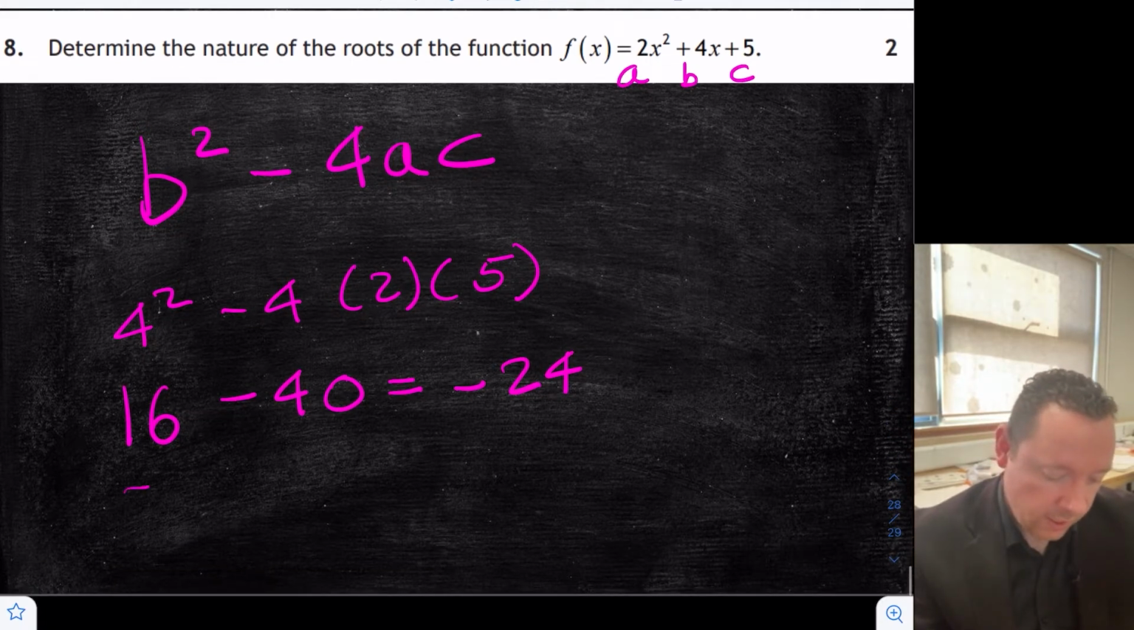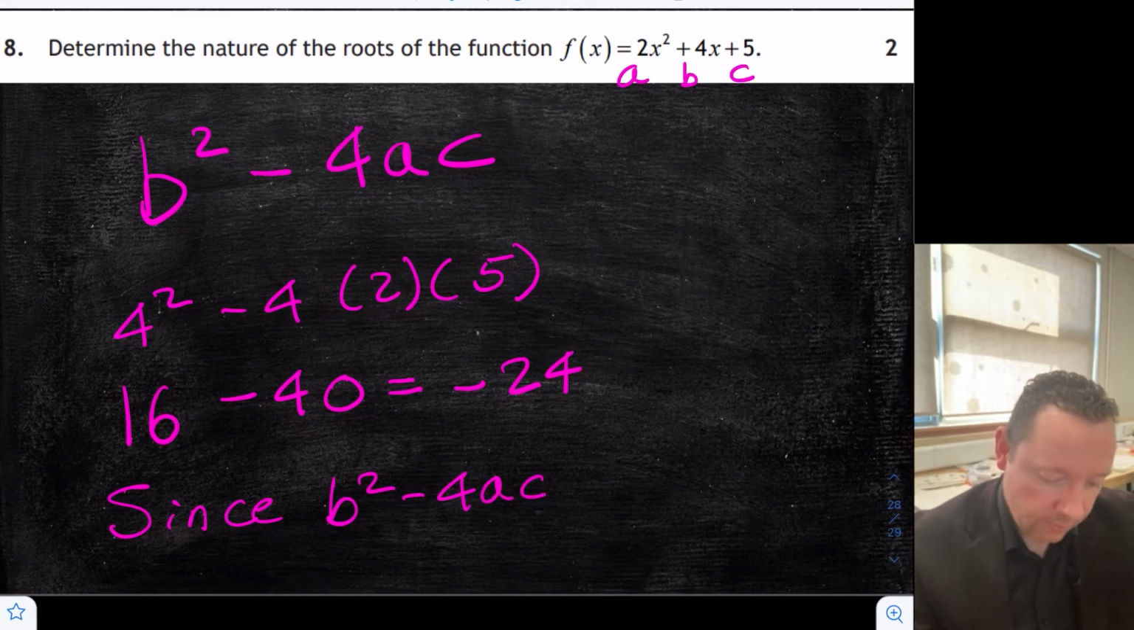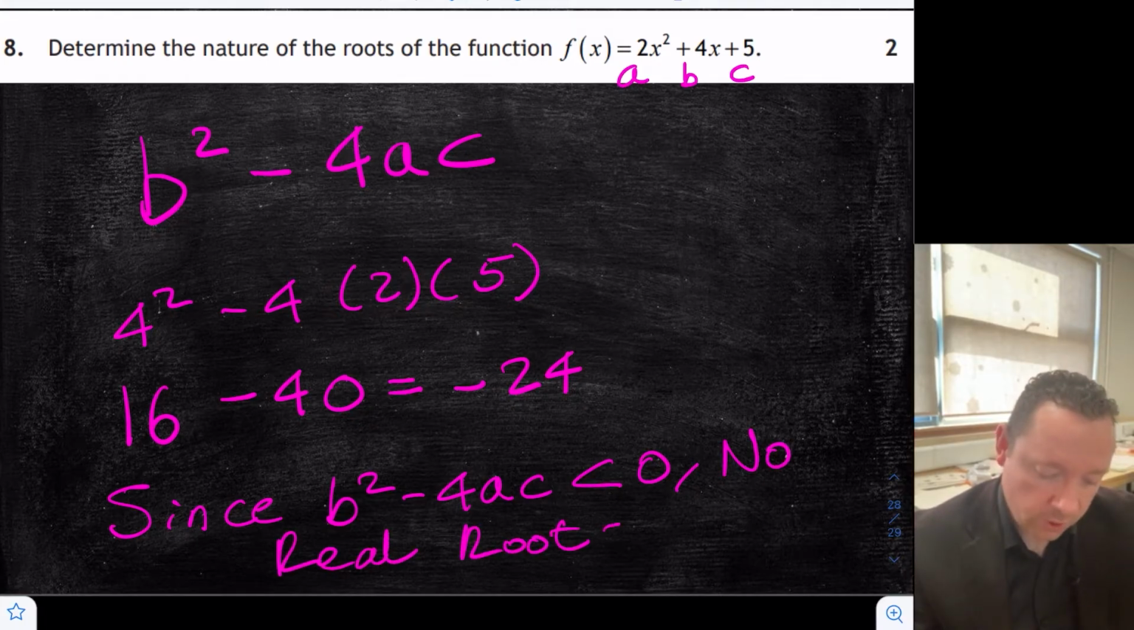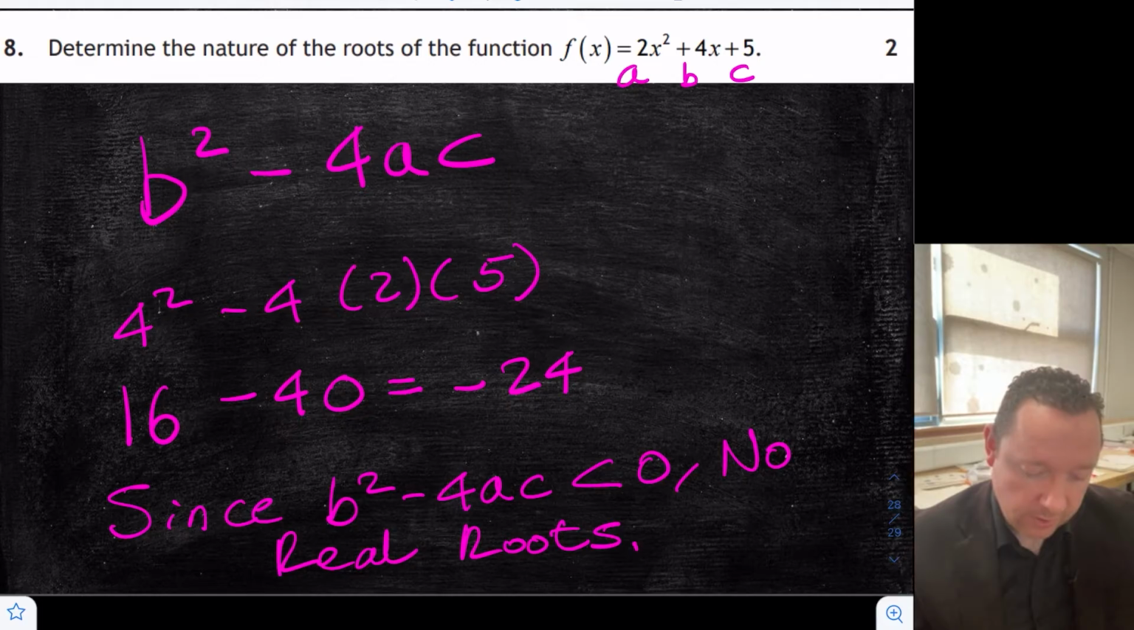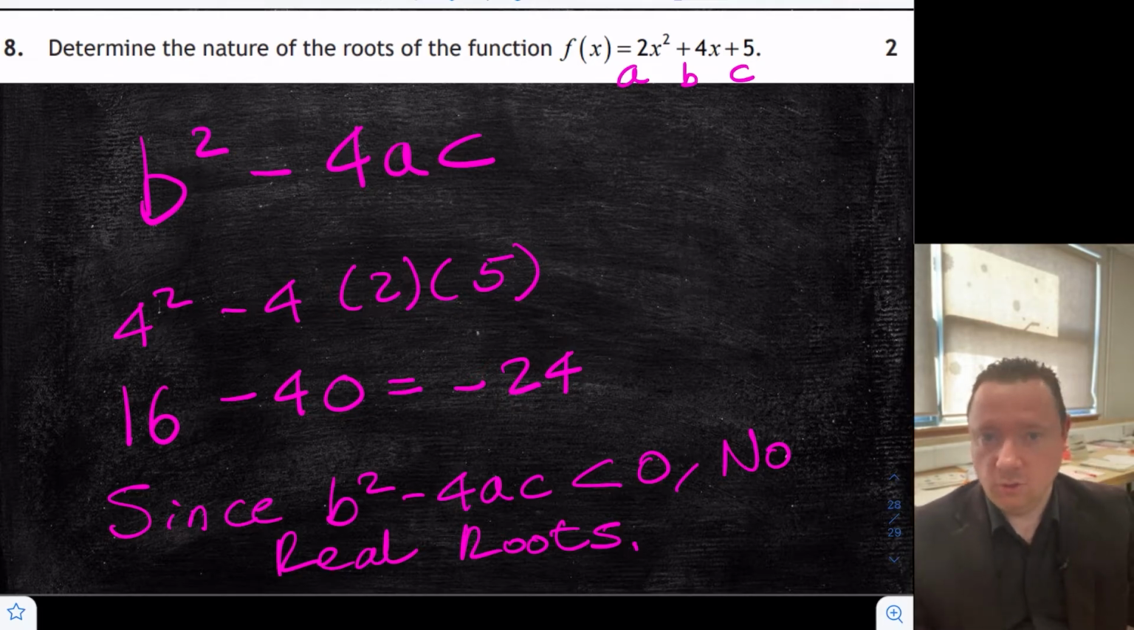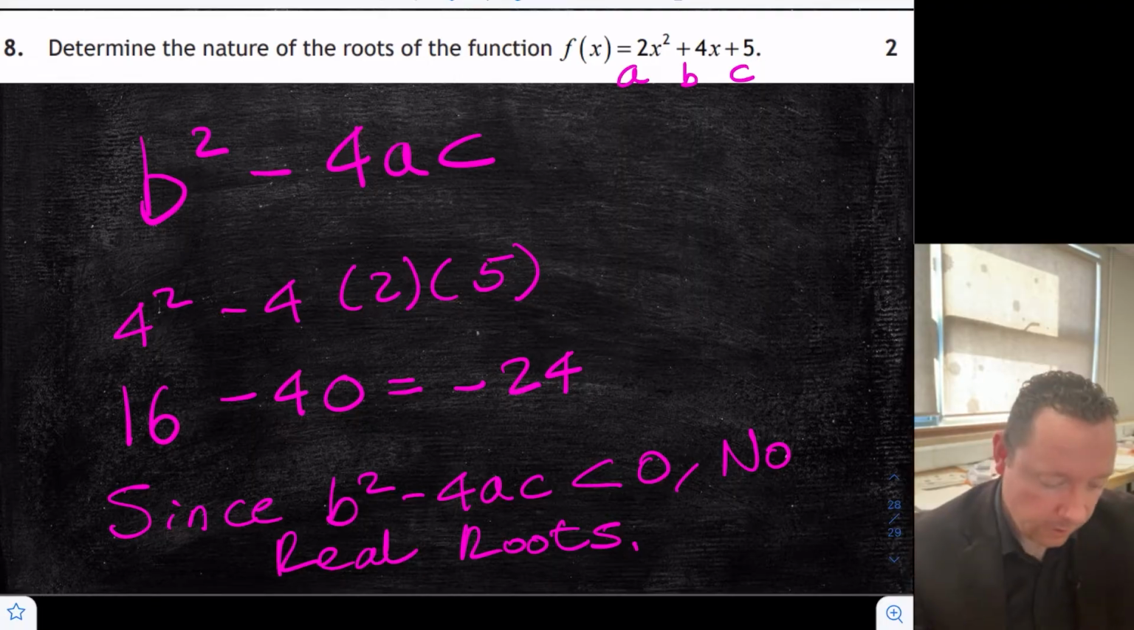And the statement is always: since b squared minus 4ac, this one, is less than 0, there are no real roots. There are two options when you do this. If you get 0, there are 2 real equal roots. And if you get a positive number, there are 2 distinct real roots, 2 different real roots. Okay, right, there we go.